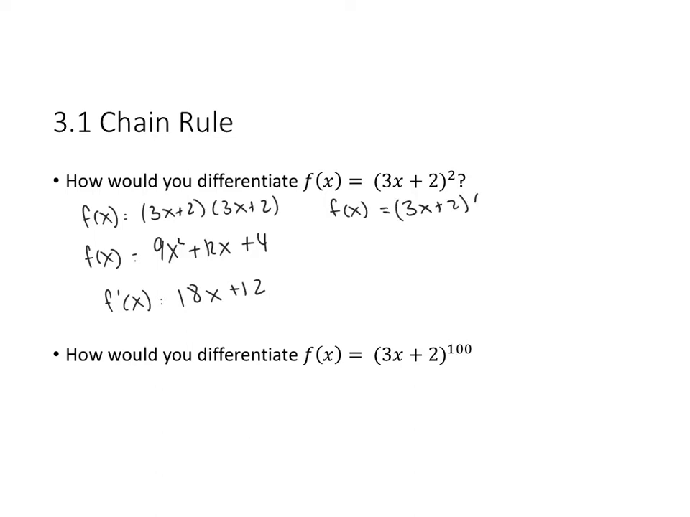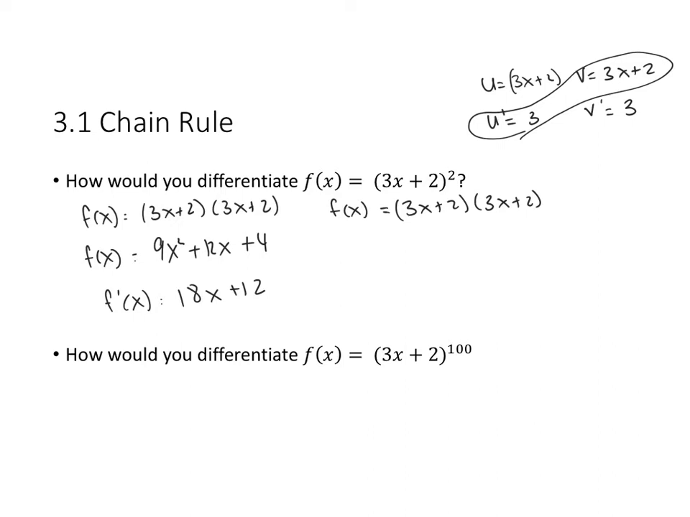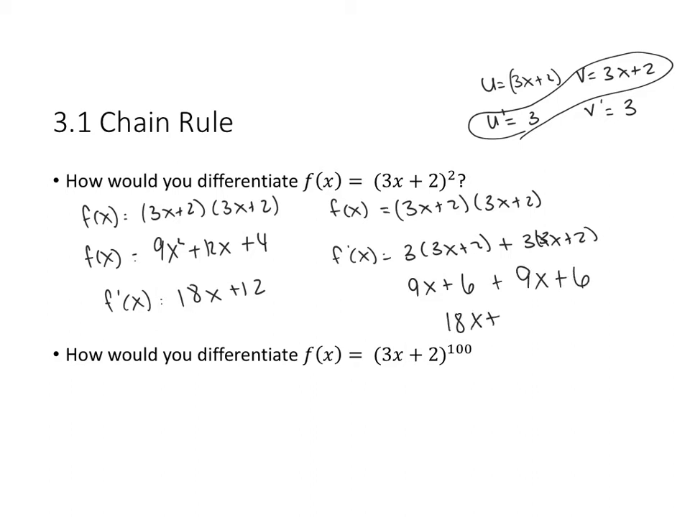to create my u and my v. So my u is 3x plus 2, and my v is also 3x plus 2. And then my u prime is 3, and my v prime is also 3. And then I use the product rule for f prime of x is 3 times (3x + 2) plus 3 times (3x + 2). And then let's see, we get 9x plus 6 plus 9x plus 6, so 18x plus 12.